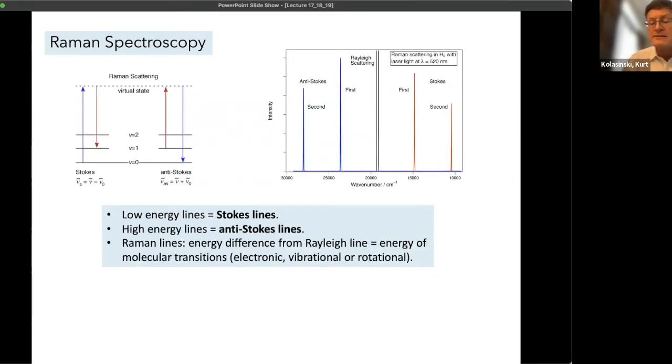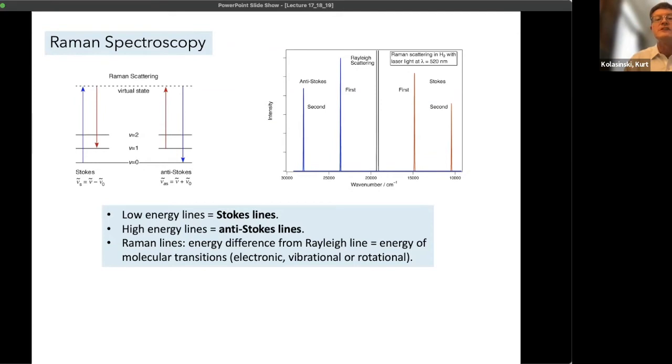A Raman spectrum looks like this. It doesn't matter what the frequency or wave number of the photon is to start with. It's not resonant with the transition. It turns out that the bluer the light is, the more likely it is to create the scattering effect, just like Rayleigh scattering. The intensity of Raman scattering goes up as the inverse of the wavelength to the fourth.